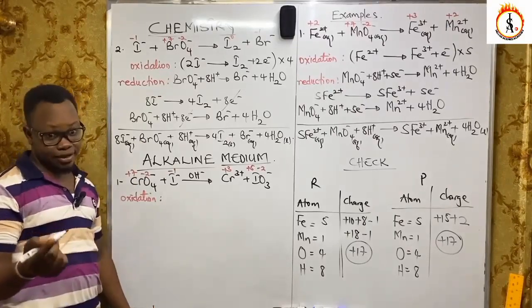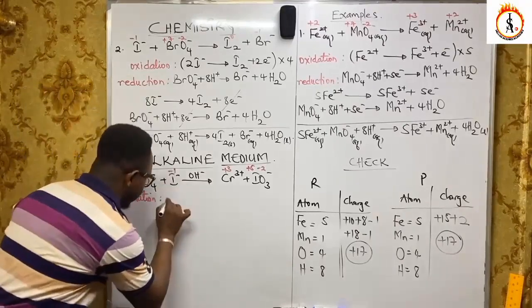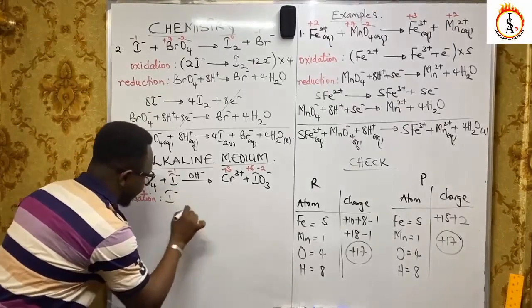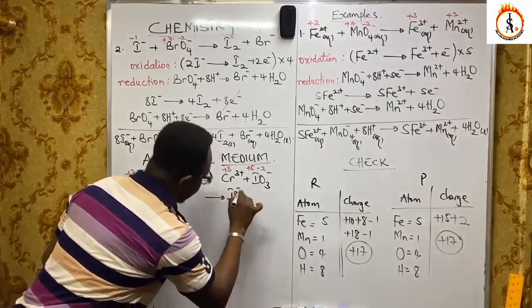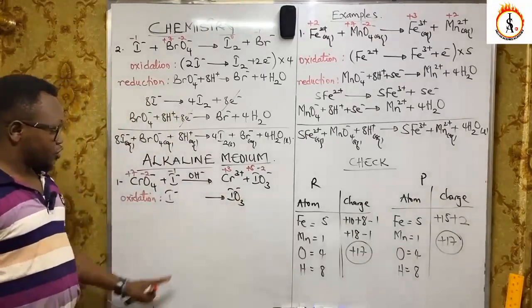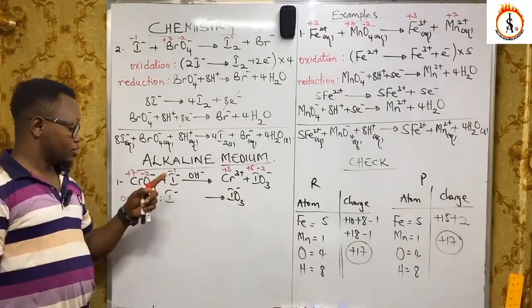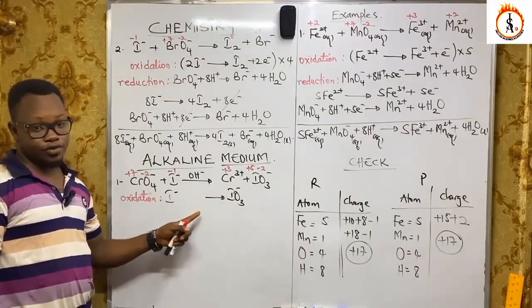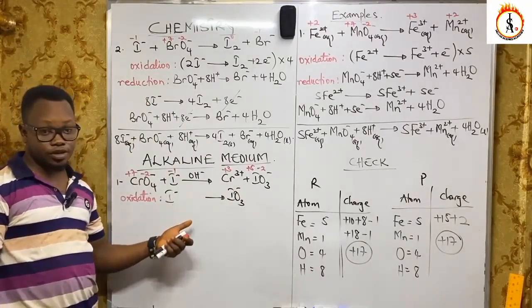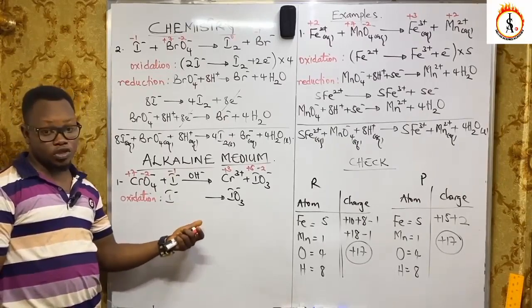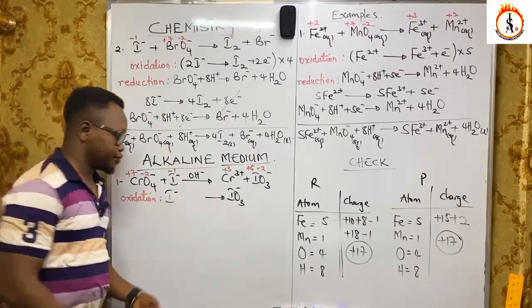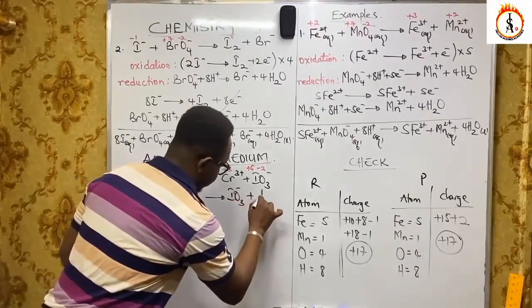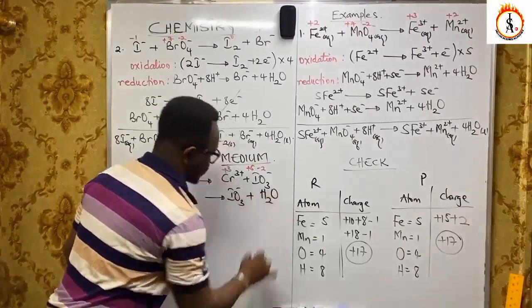So we write down the oxidation half equation. The iodide ion here becoming the iodate ion. So what we do, we are going to balance this equation. To balance this equation, we are going to add water to the side that has more oxygen. So we add water, H2O.